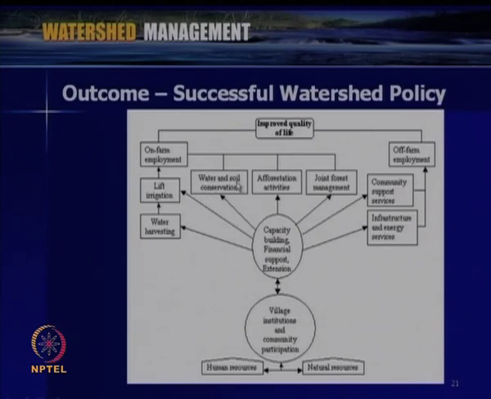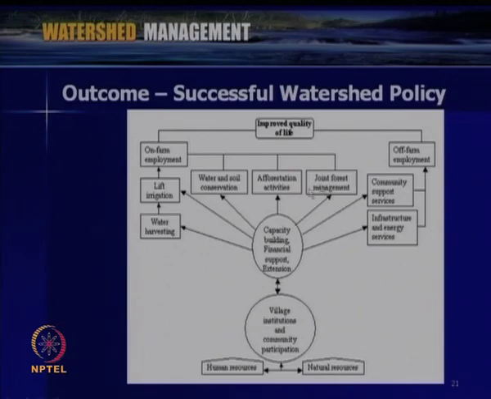So, so far we have seen the various issues, various characteristics, and how we can develop a successful watershed policy. So, what will be the outcome of a successful watershed policy? As we have discussed earlier, any successful watershed policy gives overall development and overall upliftment of the society, or upliftment of the people.